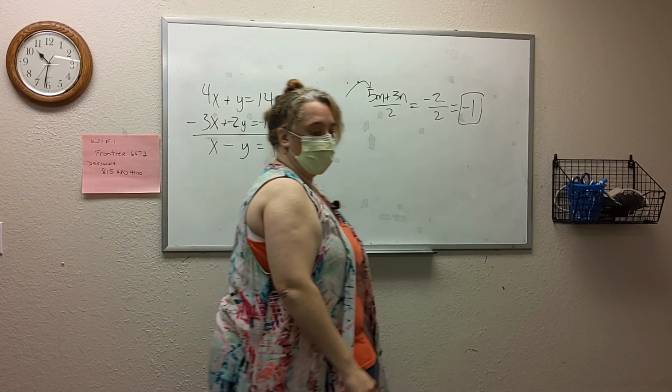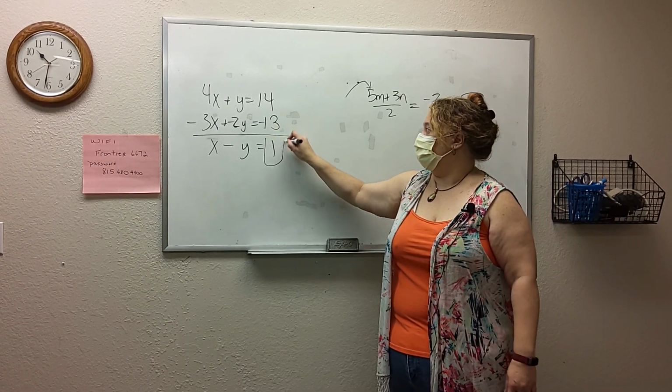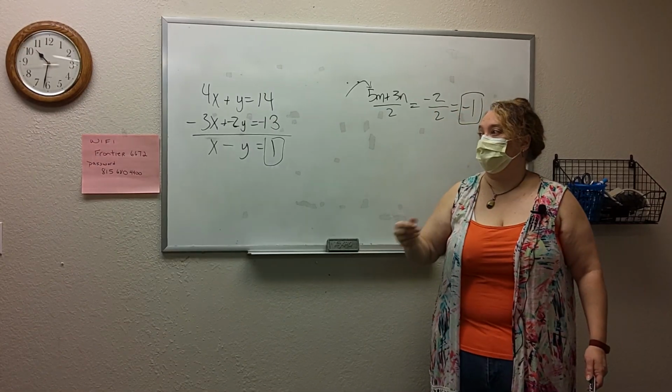Did I get what I wanted? Yeah, I got x minus y. x minus y is 1. I grid 1. I'm done. Okay. These problems should be that quick.